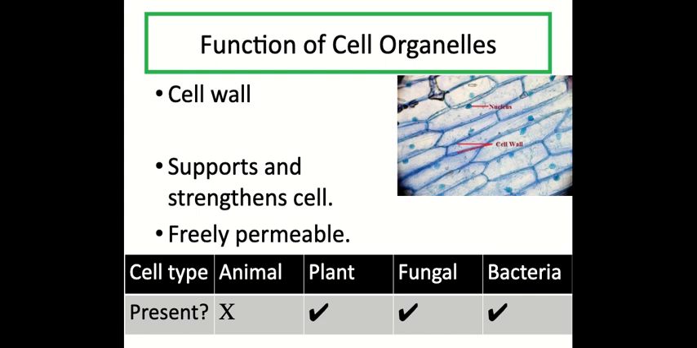I've also put here that it's freely permeable. We'll come back to this in area 2, transport across cell membranes, but basically what that means is that the cell wall lets anything through. It's not a solid structure that has no gaps in it. It does actually let molecules and substances through.